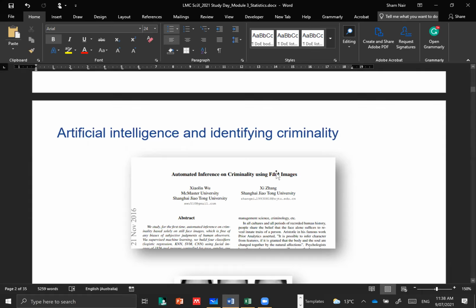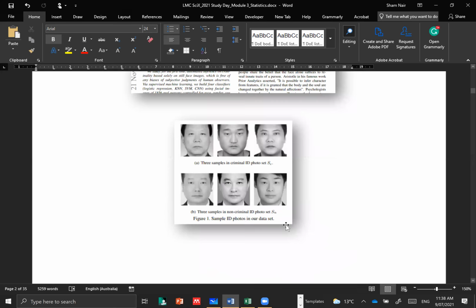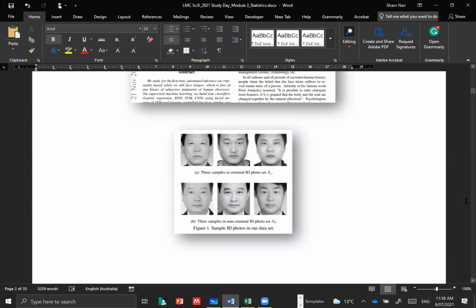So what they did was obviously show a bunch of photos, and I think I've got it on the next page. Oh, here: a bunch of photos of people with criminal records, which is on the top, and then a bunch of people who didn't have criminal records. And so they fed this sort of information into the algorithm, and then they said that this particular software could predict criminal behavior with an accuracy of something close to 90% or something like that.